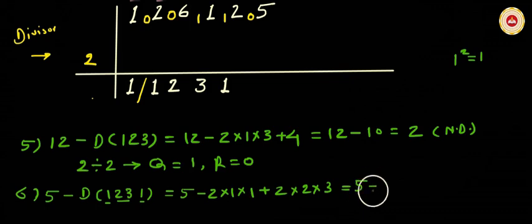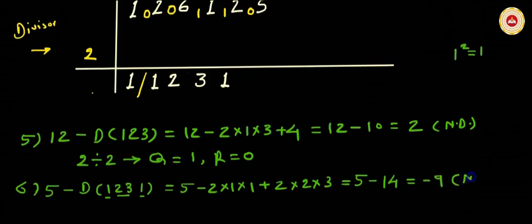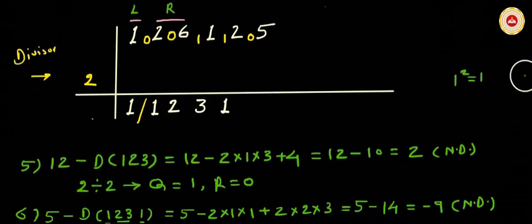is equal to 5 minus, 2 ones are 2, 2 ones are 2, plus 2 twos are 4, 4 threes are 12, 12 plus 2, 14, which is equal to minus 9. 5 minus 14 is minus 9. So minus 9 is the net dividend, which is not allowed. So let us decrease the last quotient, this 1, by 1, and write 0.